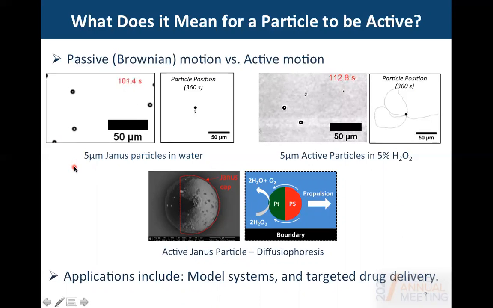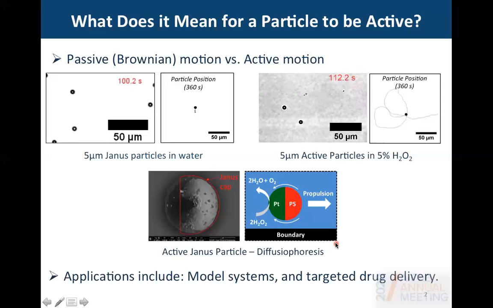And a particle becomes active when it has the ability to propel itself in the media in addition to undergoing Brownian motion. Generally, propulsion can be generated by chemical reactions or light or electric fields. However, the active particles we work with in our lab move due to a chemical reaction via a process called self-diffusiophoresis, which means movement due to concentration gradient.